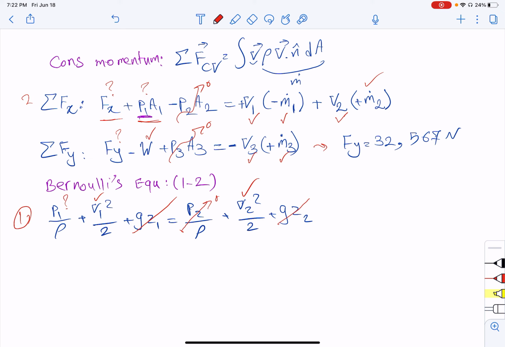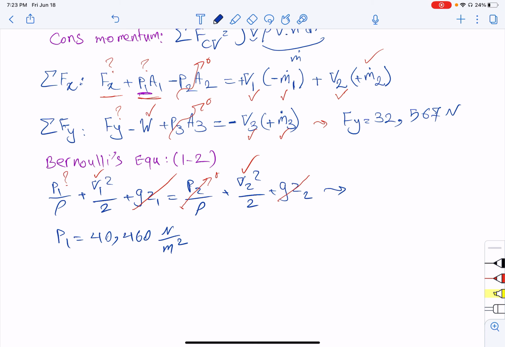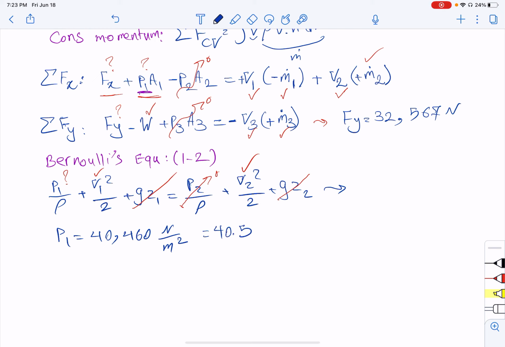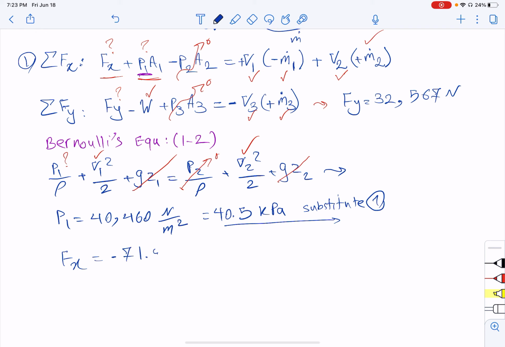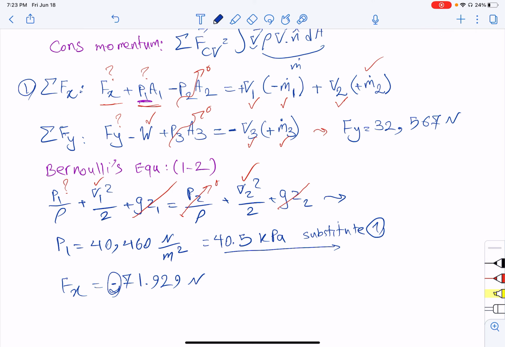So let's solve it. Now if we solve it, we are going to find P1 is equal to 40,460 Newton per meter squared, or we can simply say 40.5 kilopascal. If we call this equation number 1 and substitute this value into it, we can easily solve for Fx, and this is what we get. It's also negative, which means that the assumption that we made is wrong.